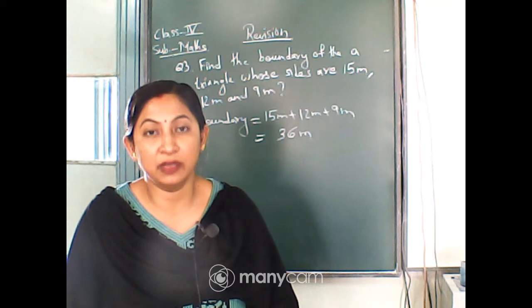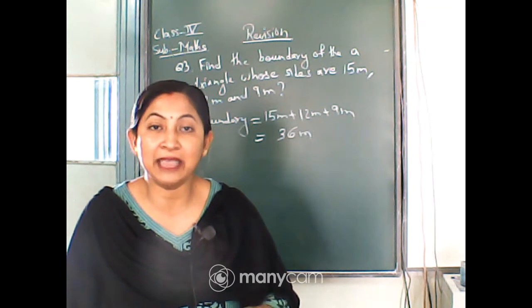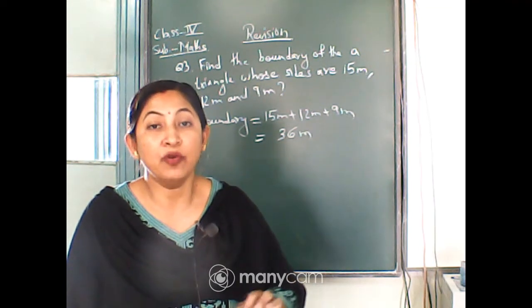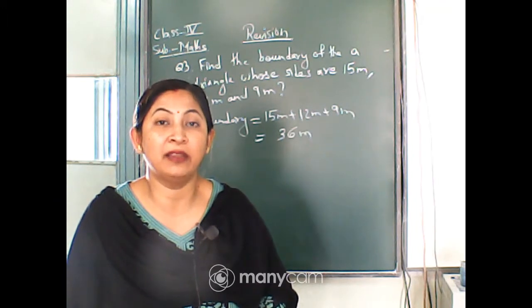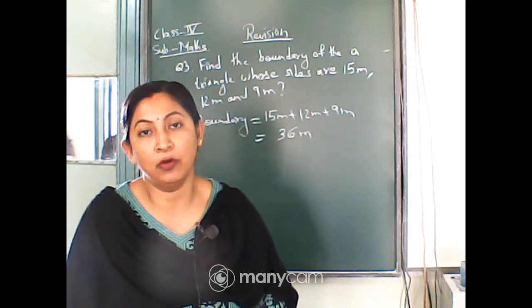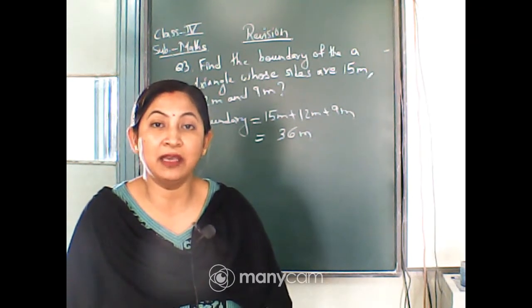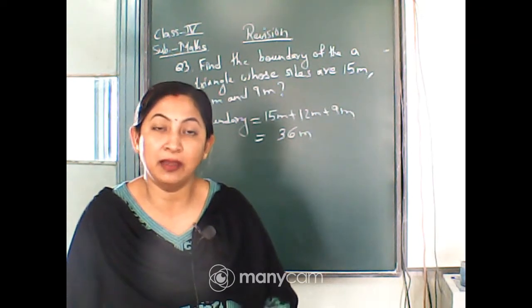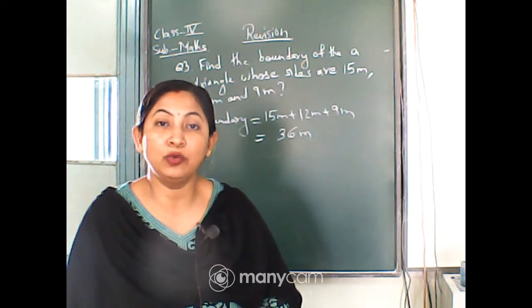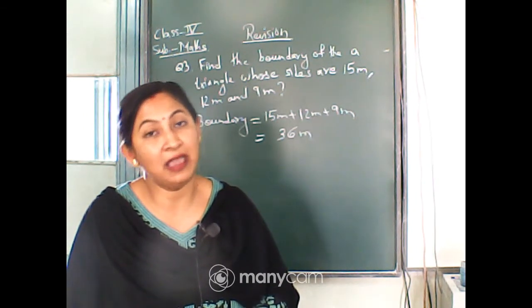Suppose there is a square given and it is asked how many squares are there inside it. For that you have to find the area of the figure. First of all, count how many squares are there lengthwise and how many squares are there breadthwise. Then multiply those two, you will get the area of that figure.